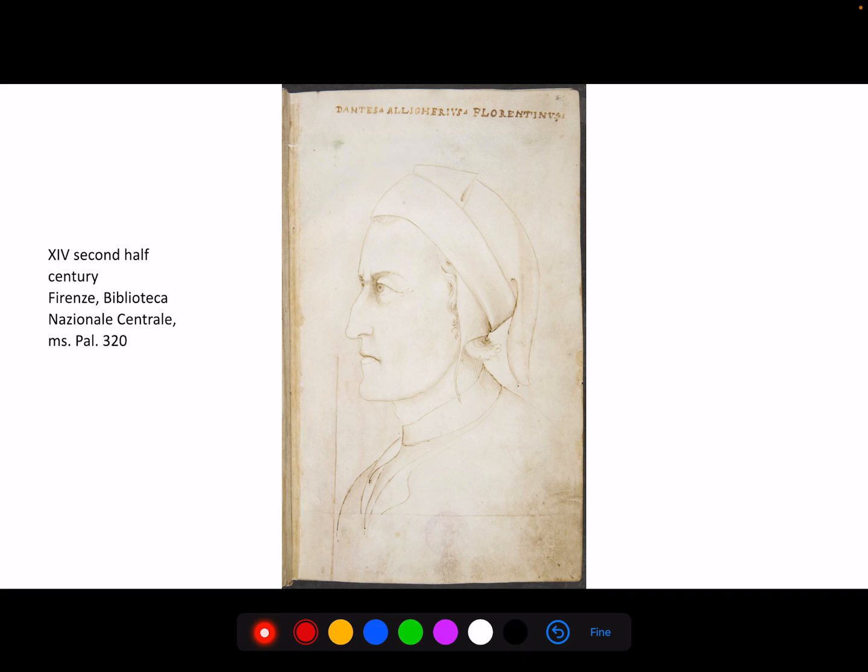Second half of the 14th century. This is from a very important manuscript in the National Library in Florence, second half of the 14th century, and here, finally, Dante looks pretty close to Botticelli's one, and this one can be considered a model for Botticelli's work. Very aquiline nose, jaw, and eyes, pretty close.